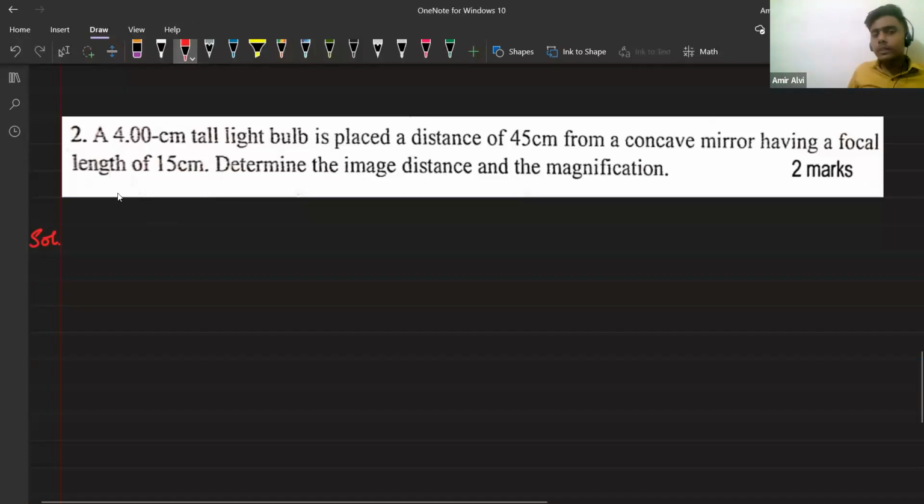So, let's see the question. A 4 centimeter tall bulb is placed. So that is H is 4 centimeter. Is placed at a distance of 45 centimeter from a concave mirror of focal length 15 centimeter. So focal length would be negative or positive? Tell me, children.